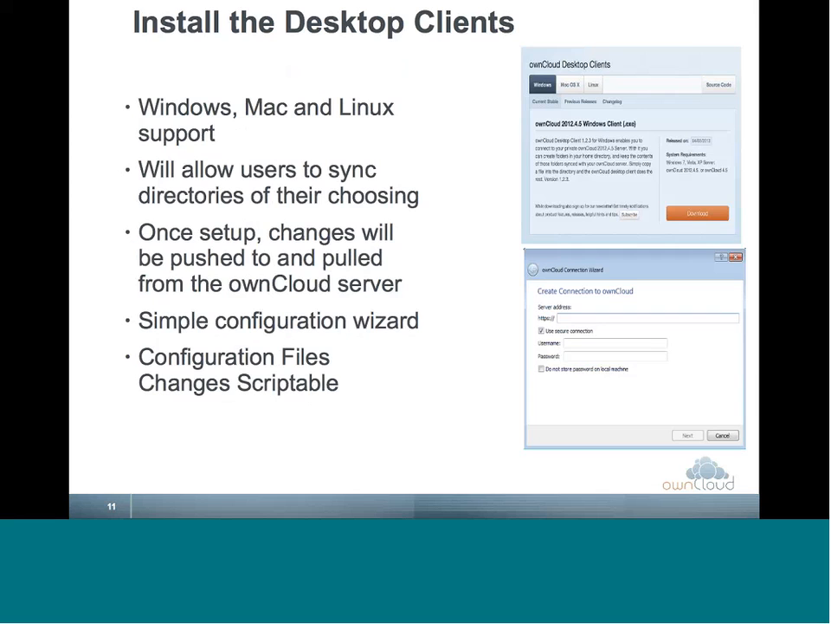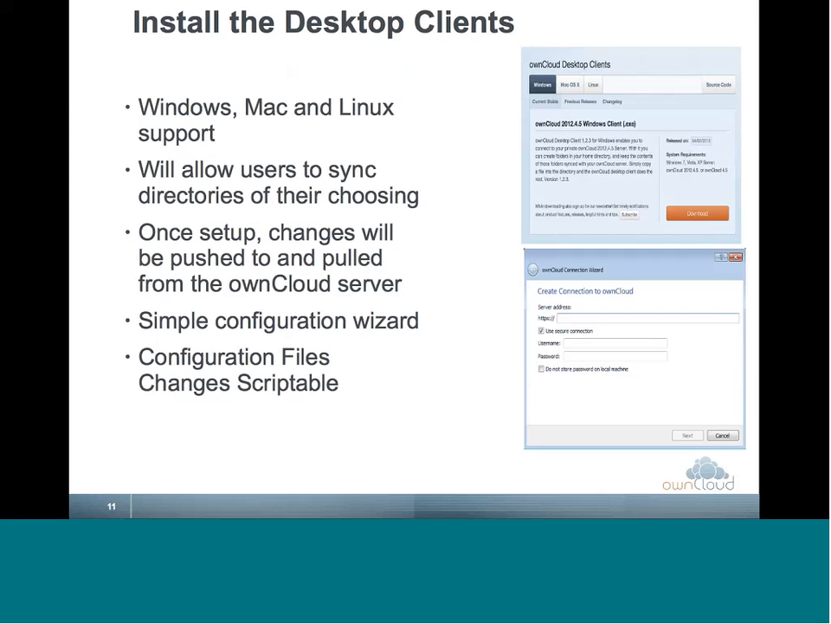Now we transition away from the server itself and we move into the endpoints. Obviously the one endpoint that you get by default is the browser interface. Once you've stood up the ownCloud server and you make port 80, or whatever port you decide to assign, available, it will be available to those end users once you publish the URL.